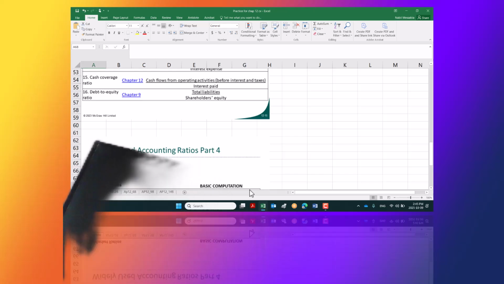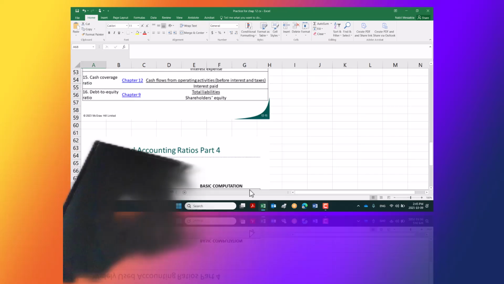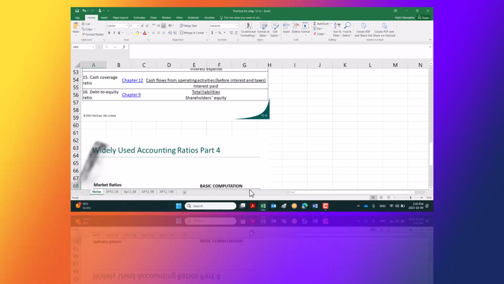Say again, sir, the cheat sheet is allowed to be double-sided? Yeah, double-sided. One sheet, double-sided. Okay.